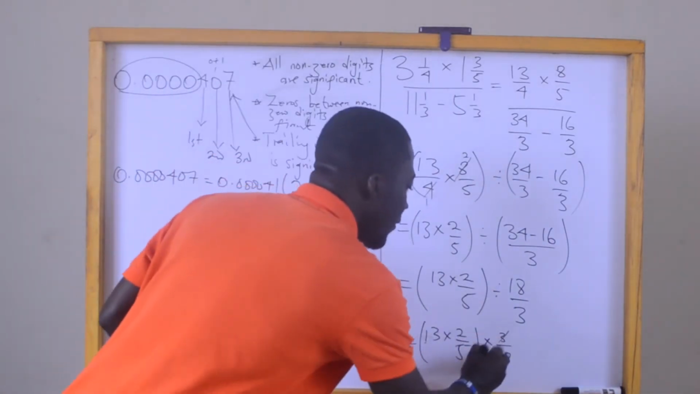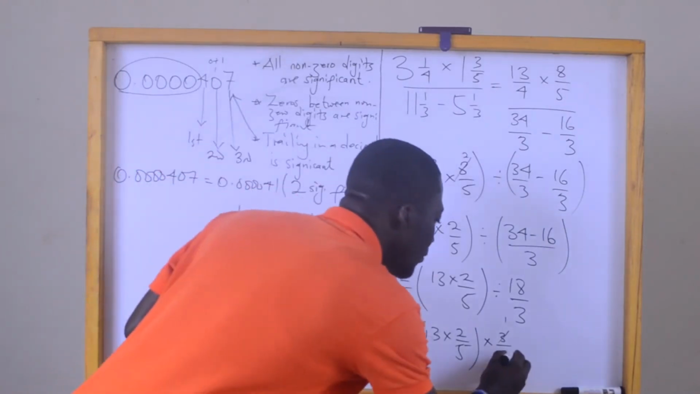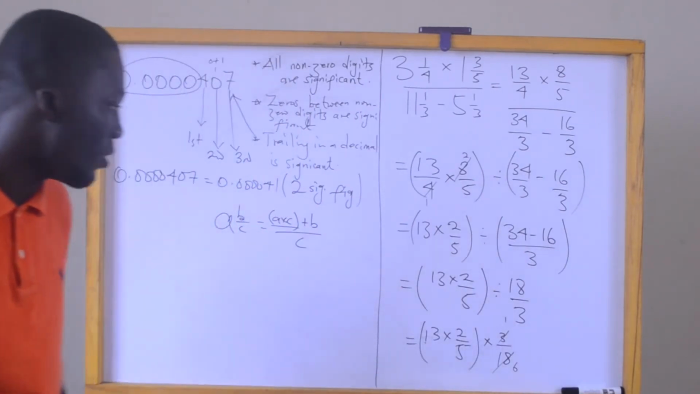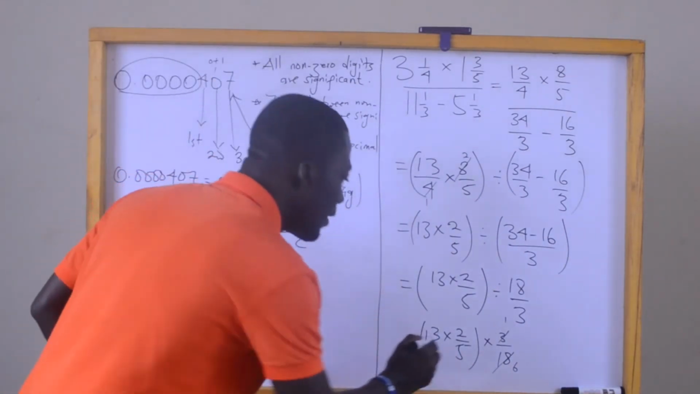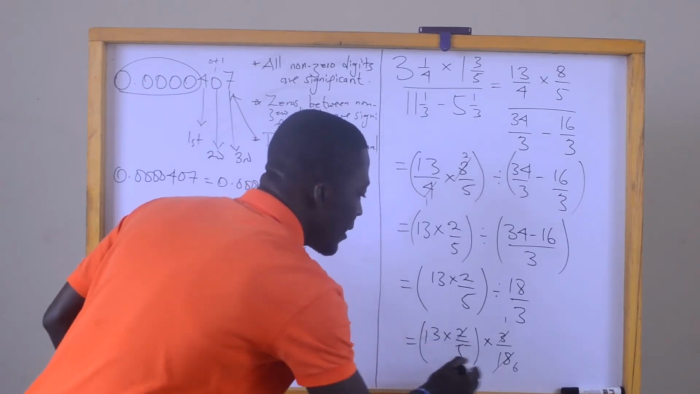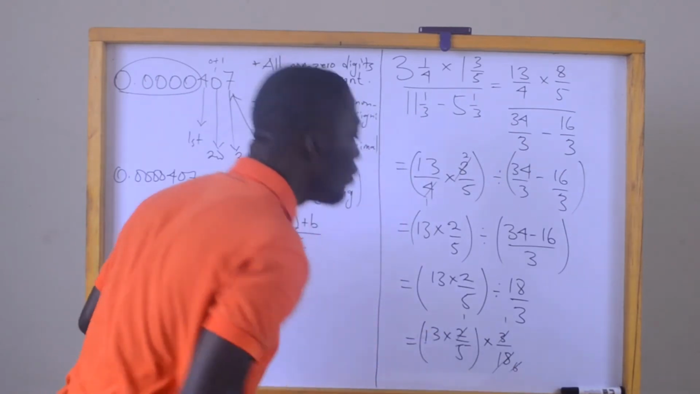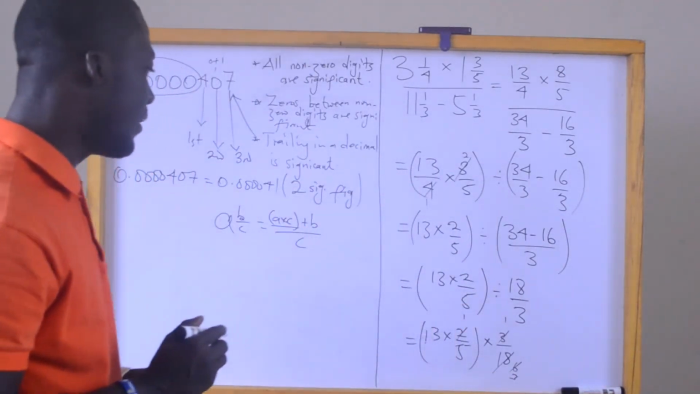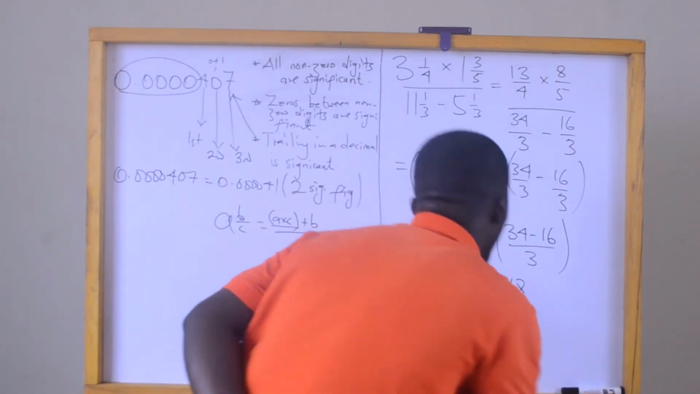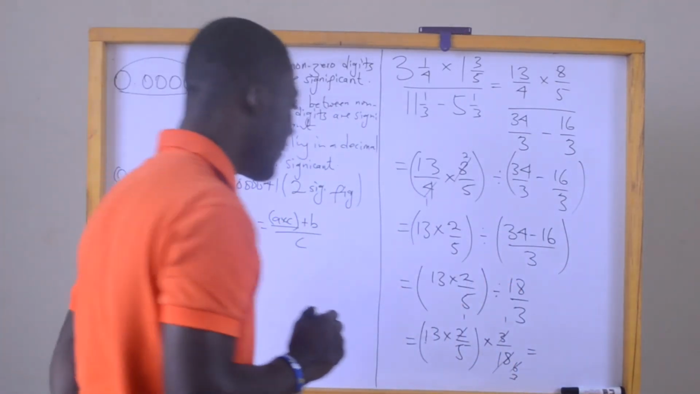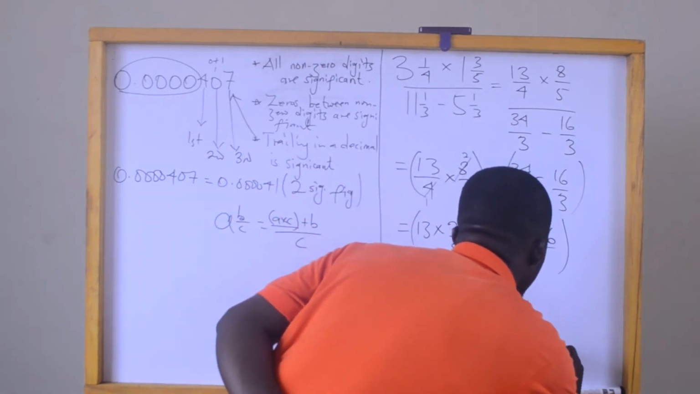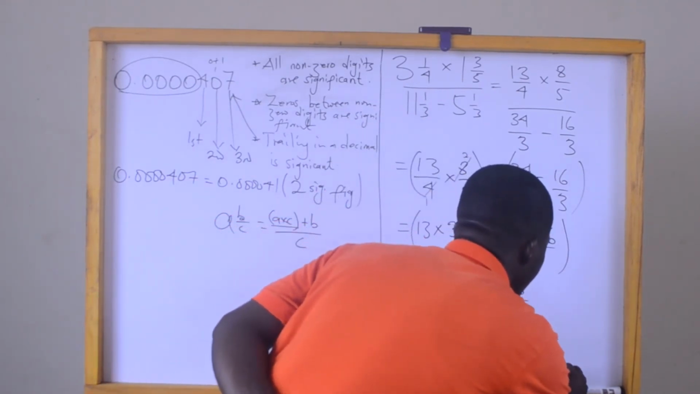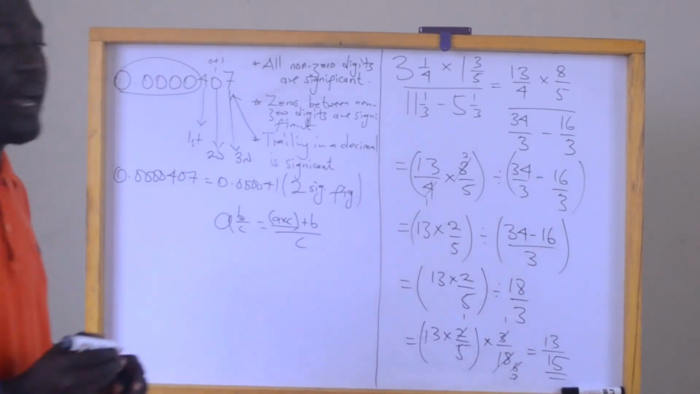And of course, 3 can cancel itself, and 3 goes into 18 6 times. Since this 1 over 6 is also multiplying, we can also cancel 2 and 6. 2 goes into itself once, 2 goes into 6, 3 times. So at the end, we are going to obtain 13 over 5 times 3, which is 39 over 15. And that will be our final answer.